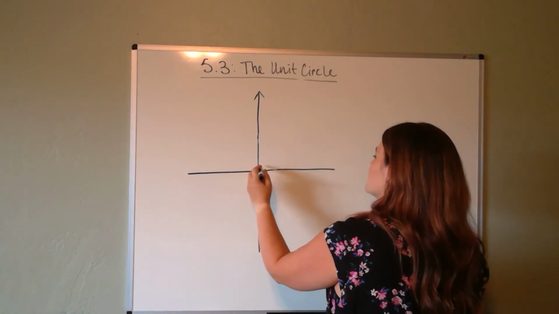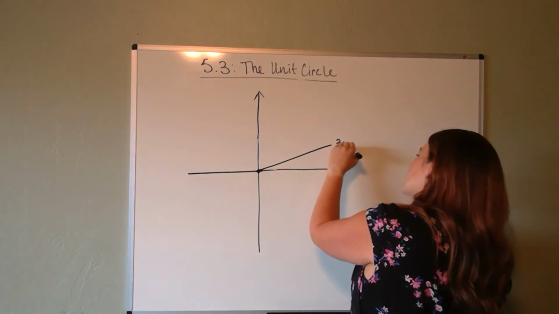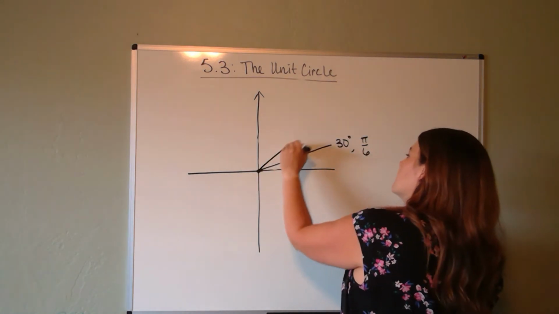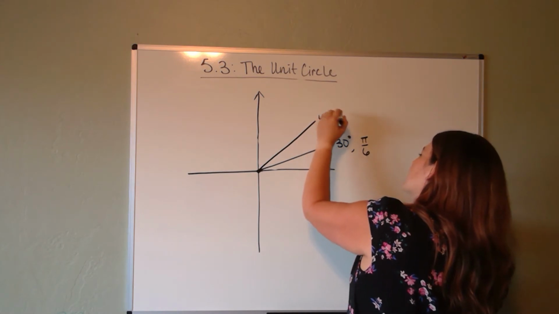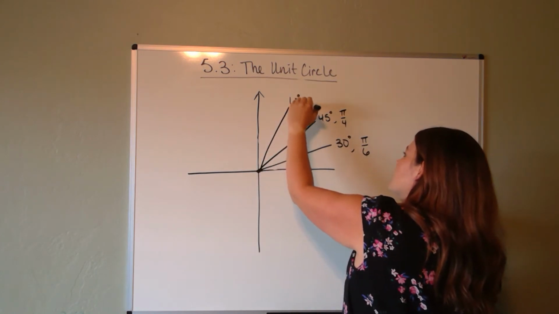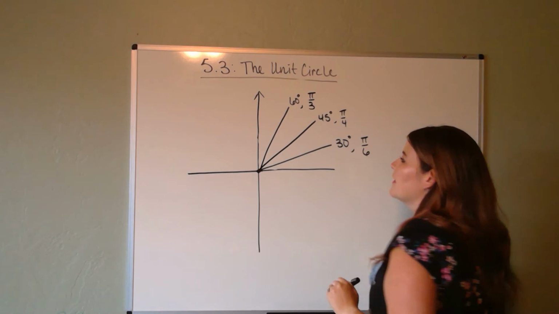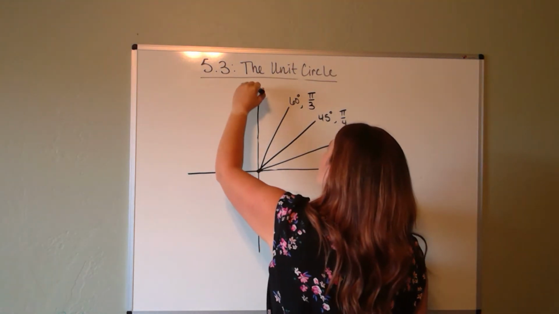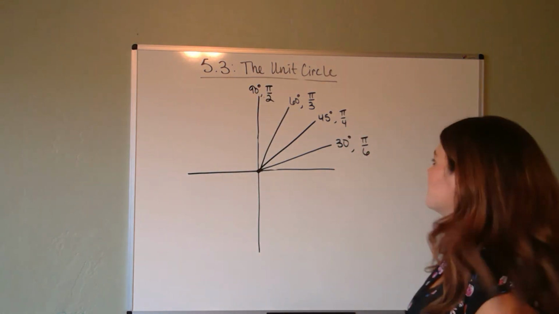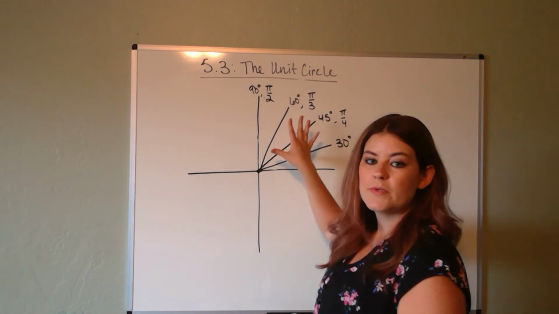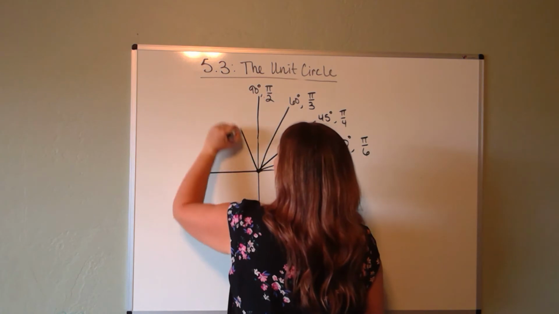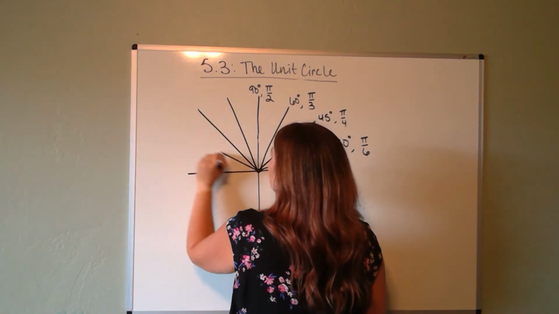So I am going to draw the 30. Remember, that's also pi over 6 in radians. The 45, that's pi over 4. The 60, that's pi over 3. And the 90, you guys, 90 is pi over 2 if you put it in radians. These are the angles we already know. You already have them written down. But we have more. We have special angles in every quadrant.